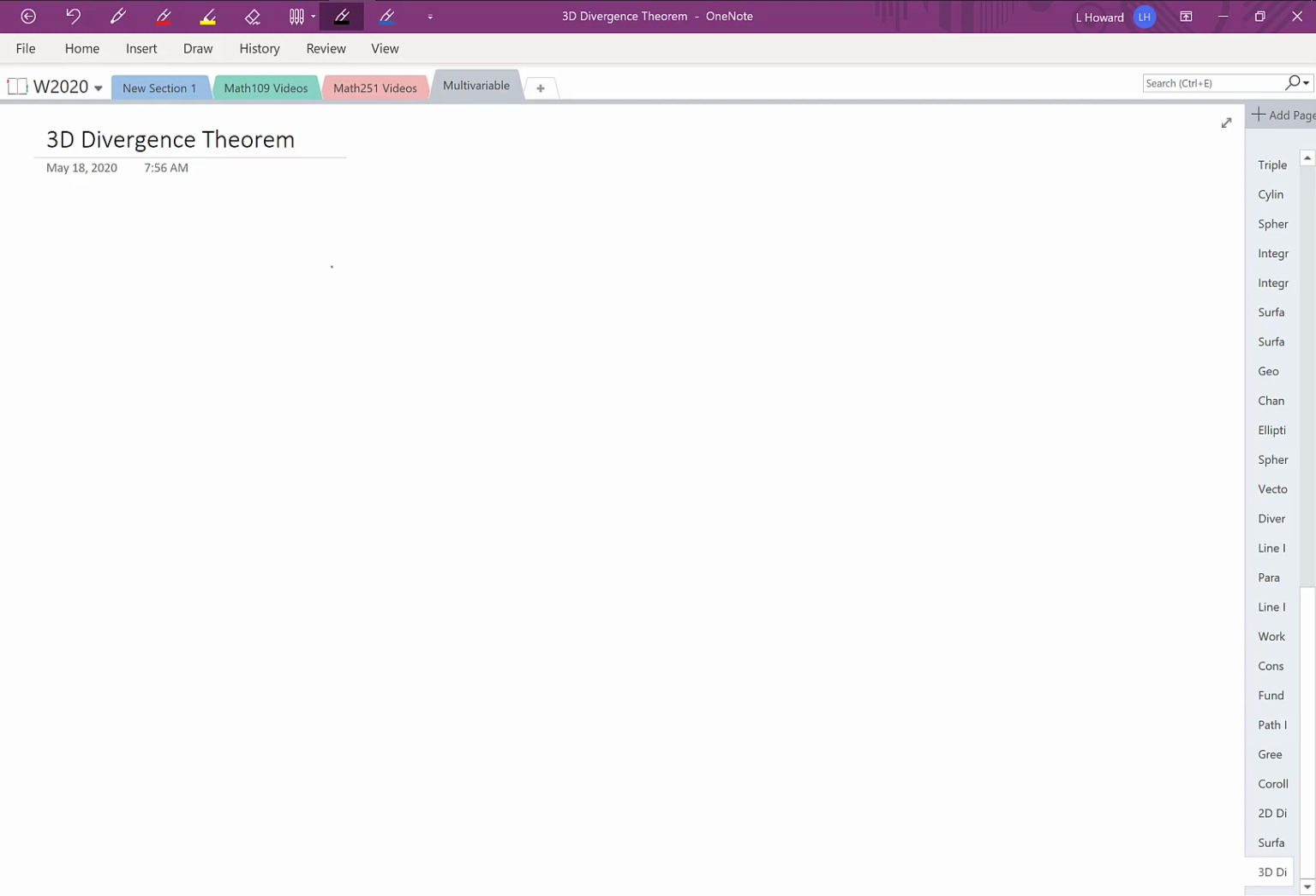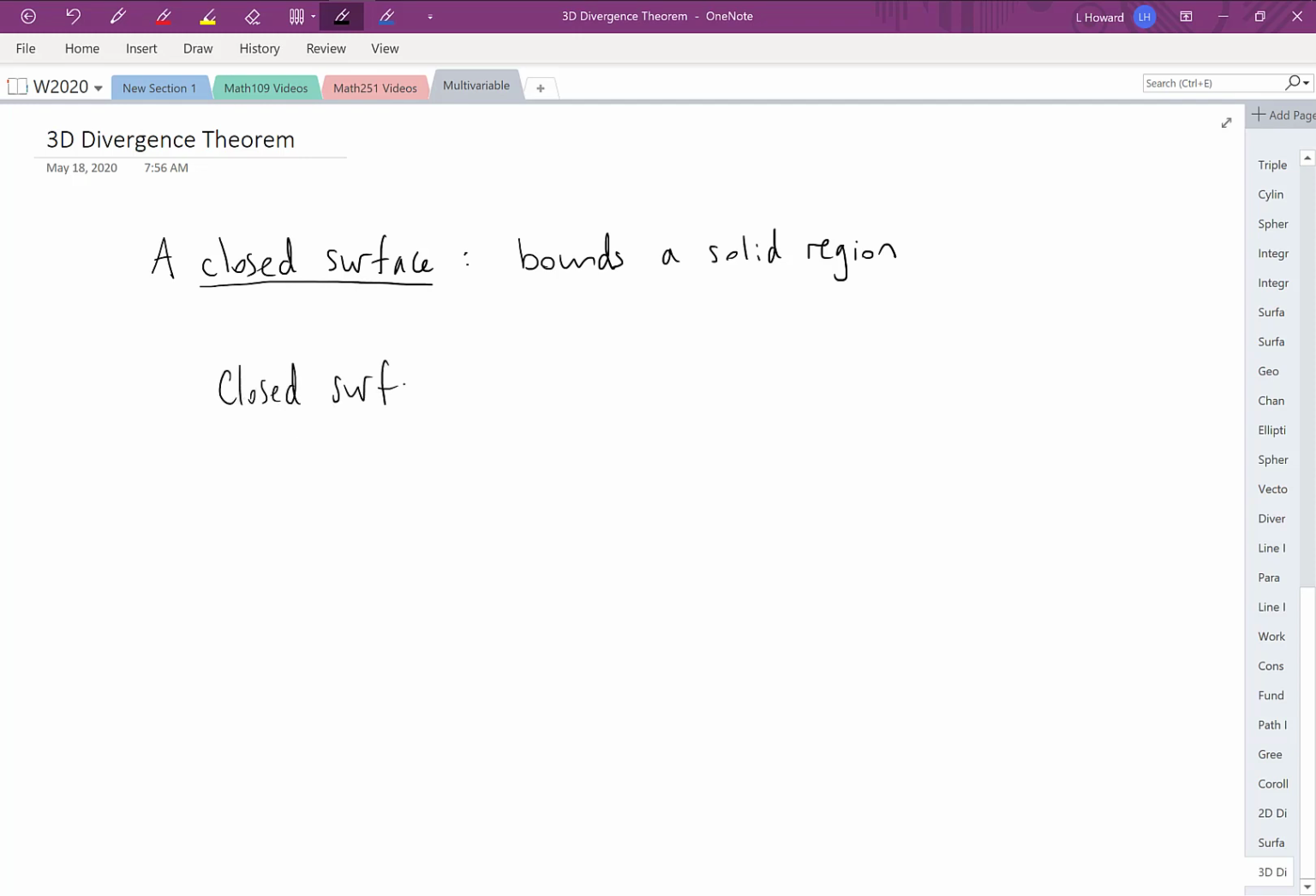In this video, we're going to look at the 3D divergence theorem, probably one of the most useful theorems when it comes to vector fields. We're going to define a closed surface, and we'll say that a closed surface bounds a solid region. So let's do just some visual examples of what a closed surface might look like.